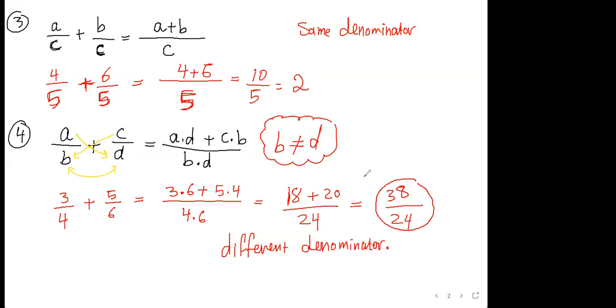Okay. Next property. It says number 5. A times C over B times C is equal to A over B. That means we can do cancellation. Look, we cancel the C by the C. We can cancel only the C by the C. So they give me A over B.